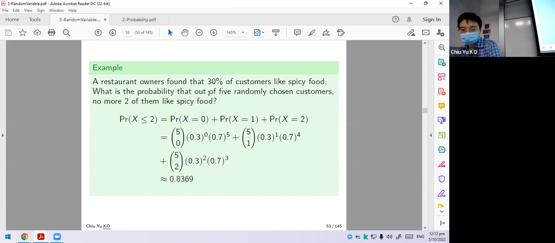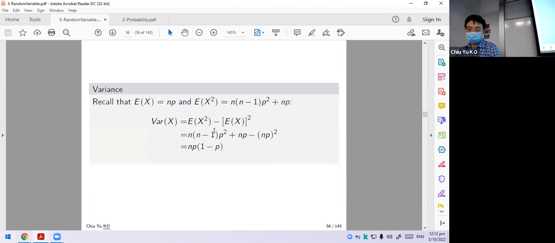Is there any question about the binomial? You can see the binomial has a lot of applications. We don't have time to cover every single application. If you look at the textbook or online, you will see a lot of applications for the binomial. It is a very widely used distribution. And I won't go into the proof.